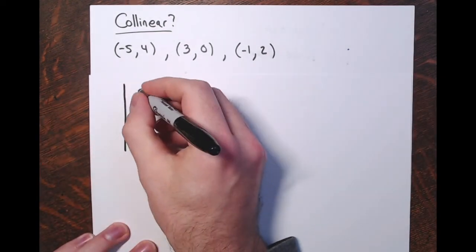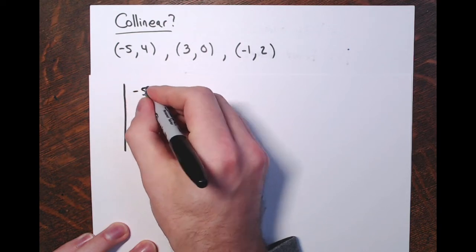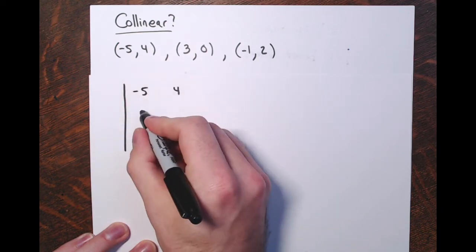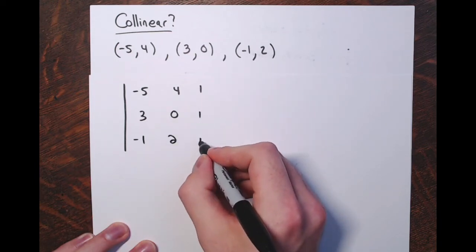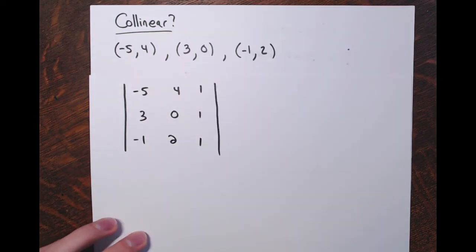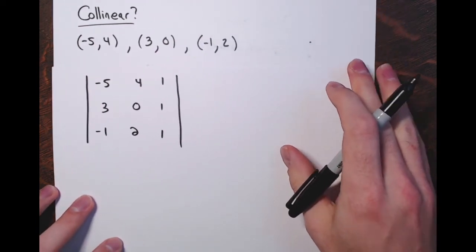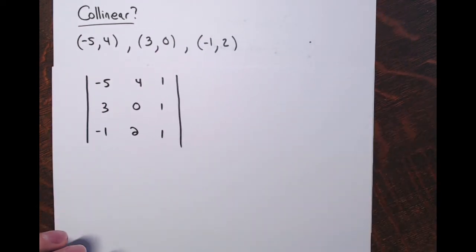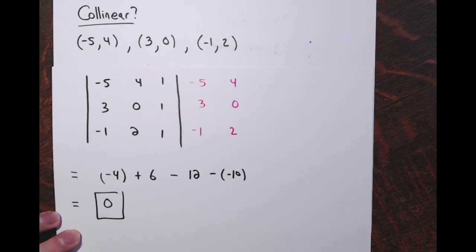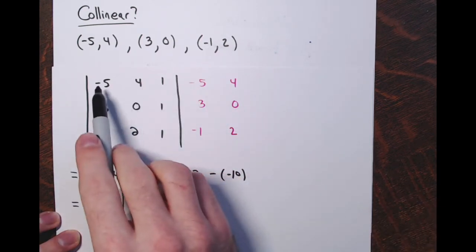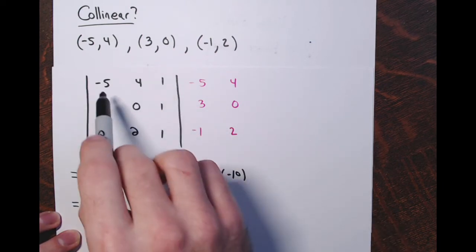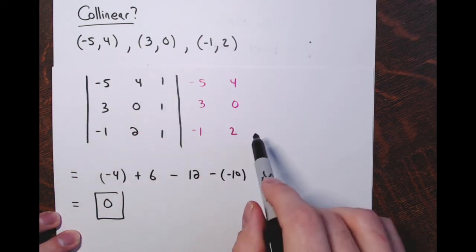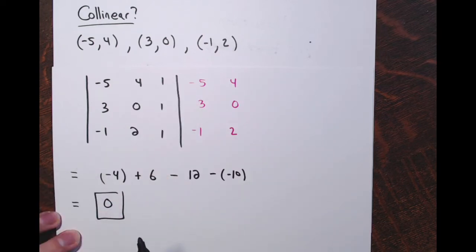So I'm finding the determinant of, I write the coordinates down the first 2 columns, -5, 4, 3, 0, -1, 2, and then a column of 1s. And I'll find this determinant. I'm just going to do this and come back when I'm done with it. Okay, so I did the thing, and some of those products were 0. I took all the diagonals going down to the right, added those up, and then subtracted all the products of the ones going down to the left, and I get 0.